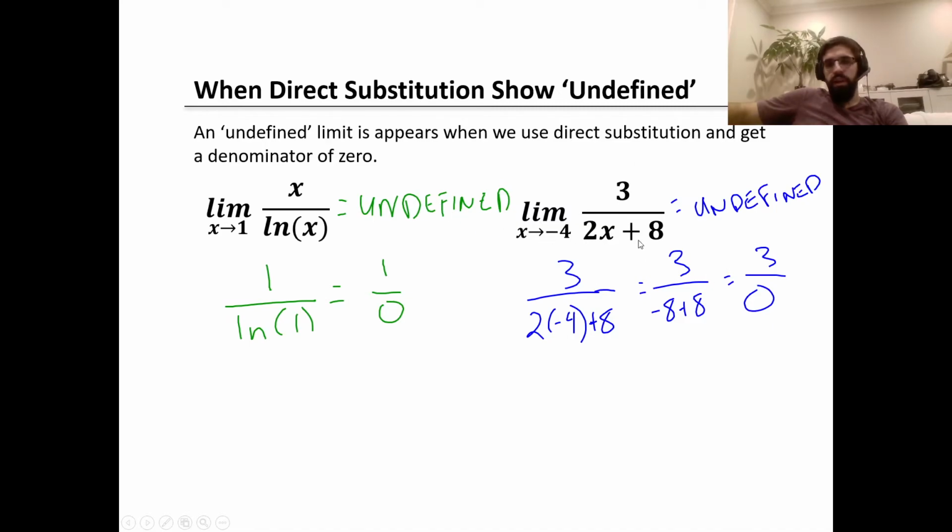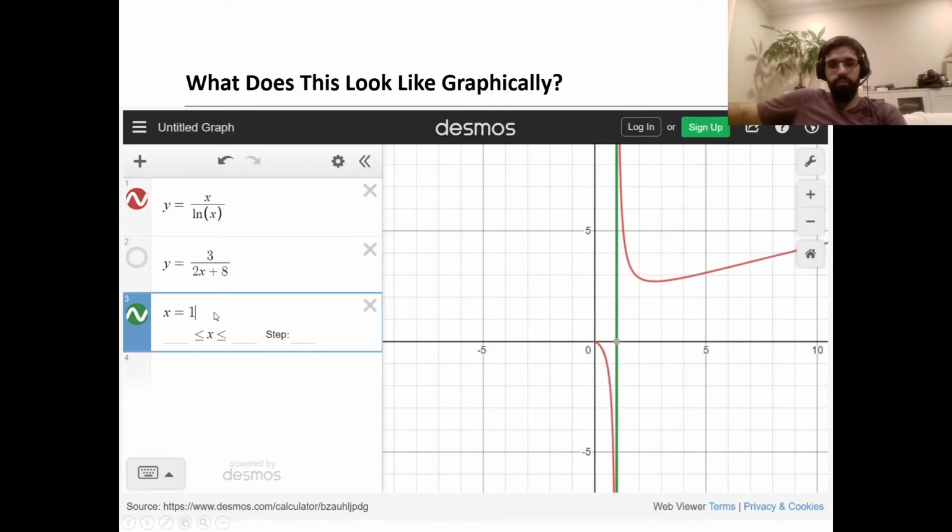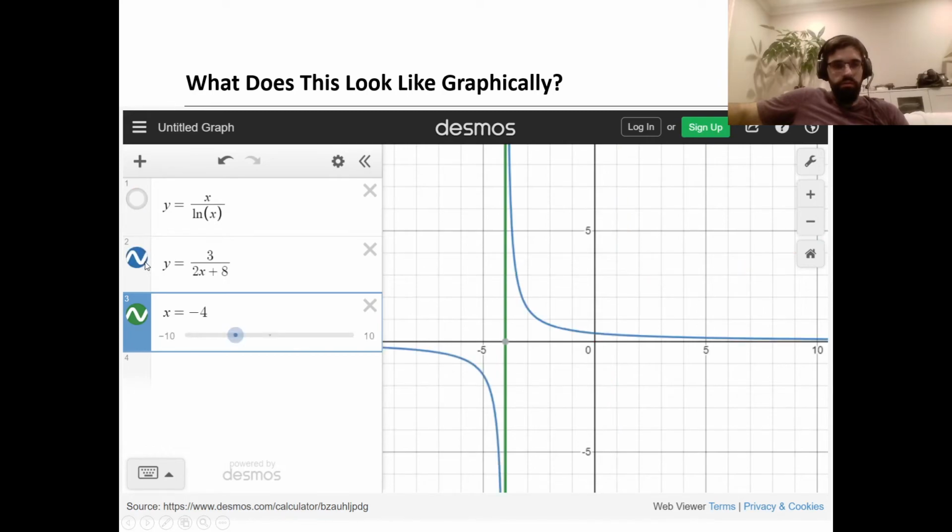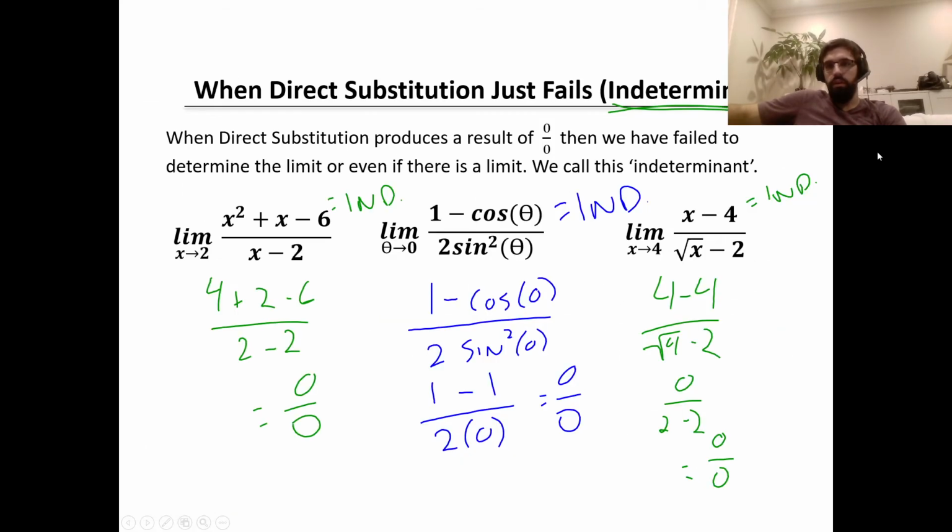We can look at the same analysis for our second example as x approaches negative 4. For our other function, we also have a vertical asymptote. As we approach x equals negative 4 from the left, negative infinity, from the right, positive infinity. So that's what that looks like. That's what undefined looks like on a graph.